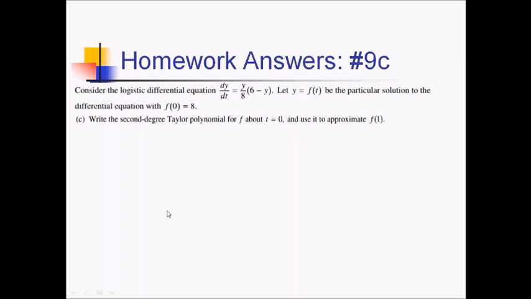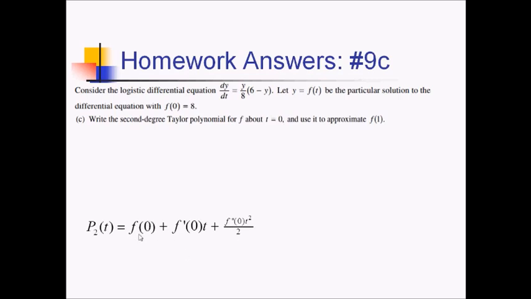So my general setup here, I'm going to have f of 0 plus f prime of 0 times t. And then to get the second degree polynomial, I need one more. So I'll have f double prime of 0 over 2, or 2 factorial, times t squared. So this is my general setup. I'm going to start plugging some things in now.